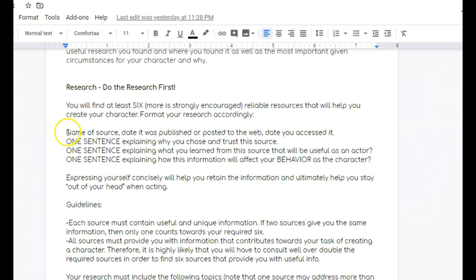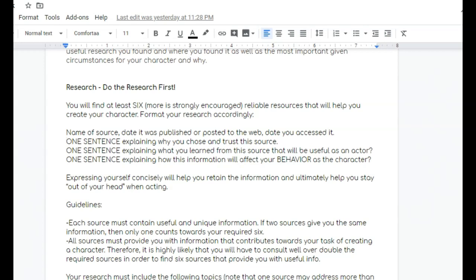Need the name of the source, and do include the name, not just the website, but what's it called. It helps you sort of validate the respectability of the source. And then you will let me know the date that it was published, not the date that you saw it, but the date that it was published. How new, how relevant, how fresh is this information? And the date that you accessed it. So 3 things at the top there.